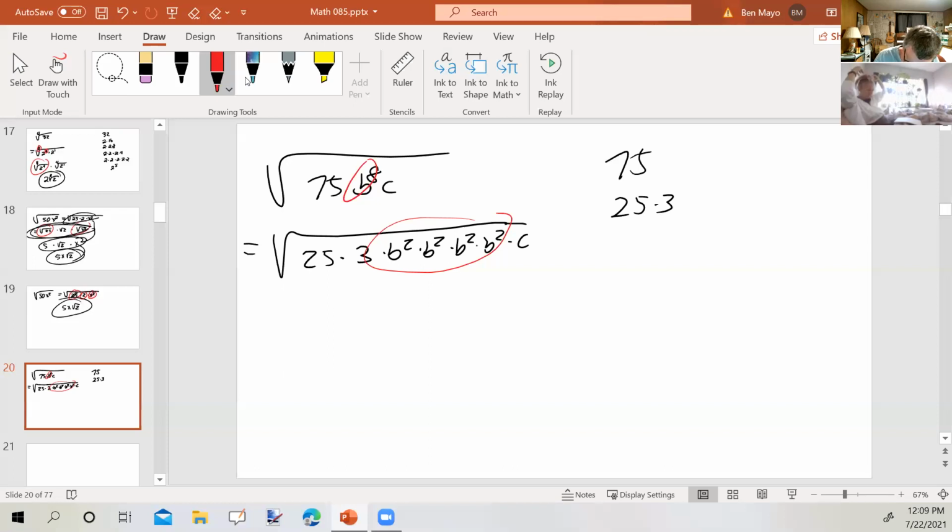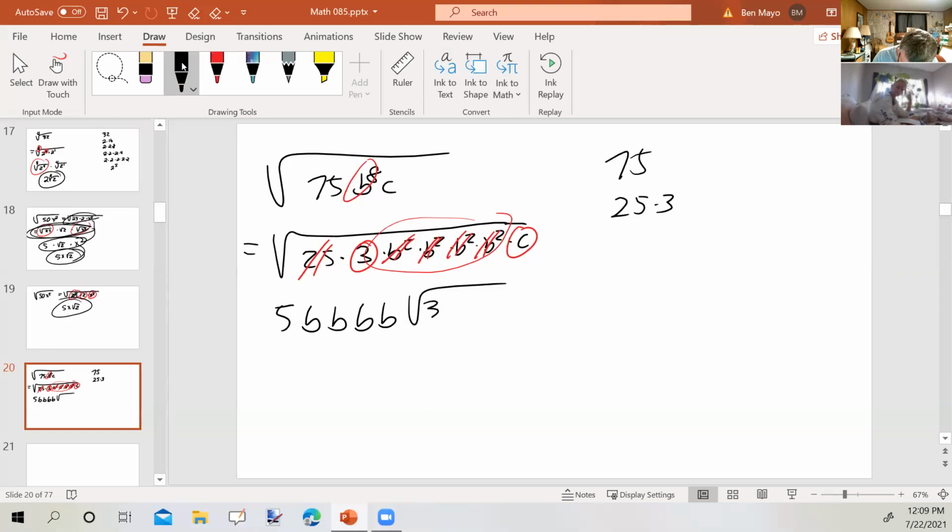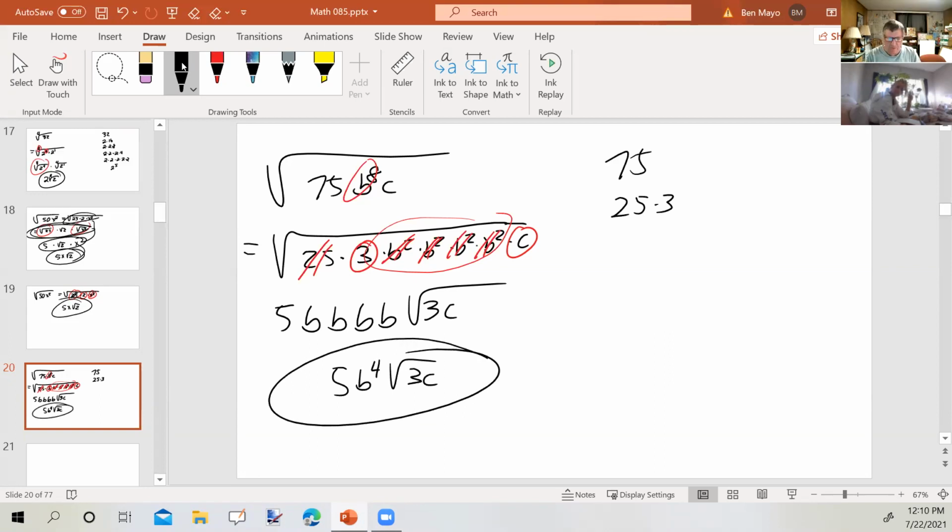So the square root of 25 is 5 on the outside. The square root of 3, that's not going anywhere. That's stuck inside. The square root of b squared is b outside, four times. And what's left inside is what? 3c. So I've got 5b to the 4th square roots of 3c. Okay, there's my final answer.